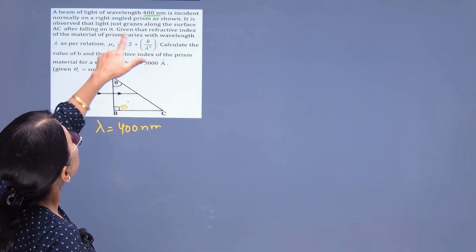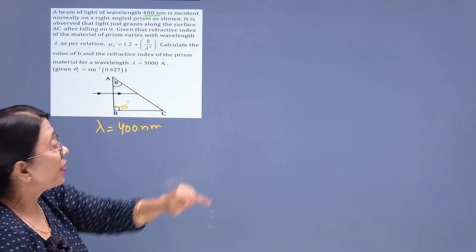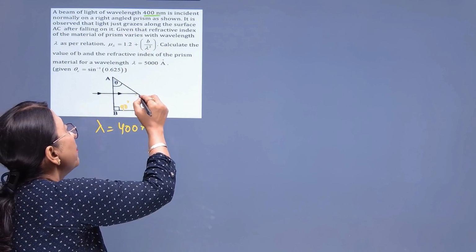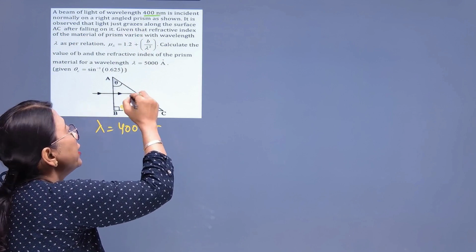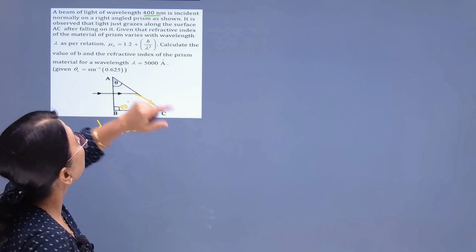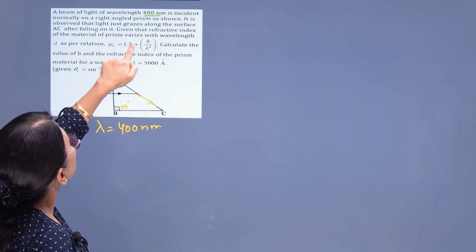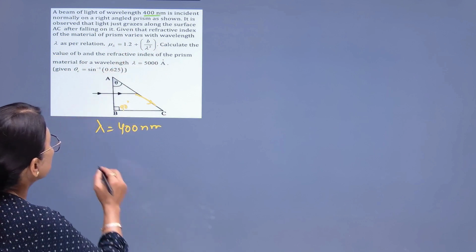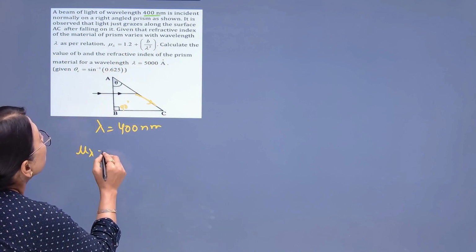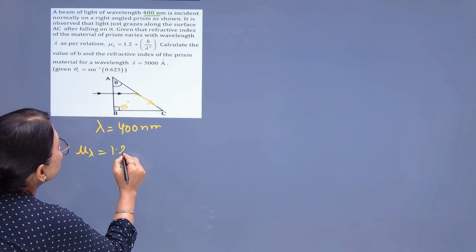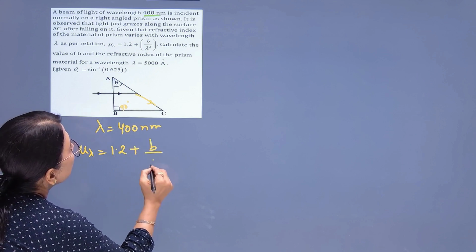Now it is observed that the light just grazes the surface. ये light यहाँ पे आने के बाद graze कर रहा है. It's grazing along the interface. Then they have given the refractive index varies with wavelength as per the relation. That means mu lambda is given to you as 1.2 plus b by lambda square.